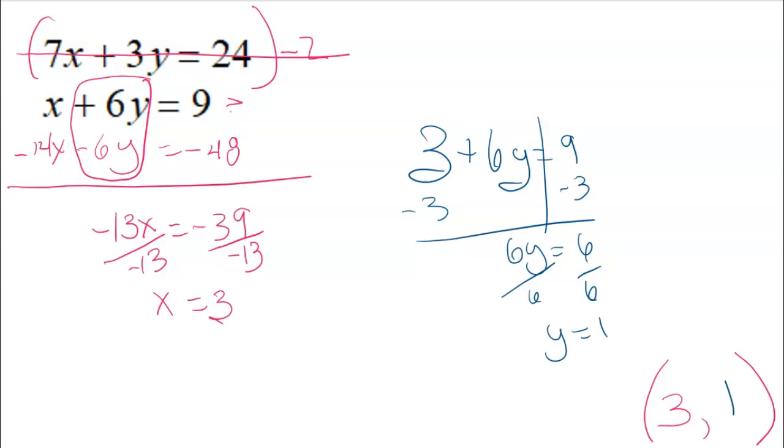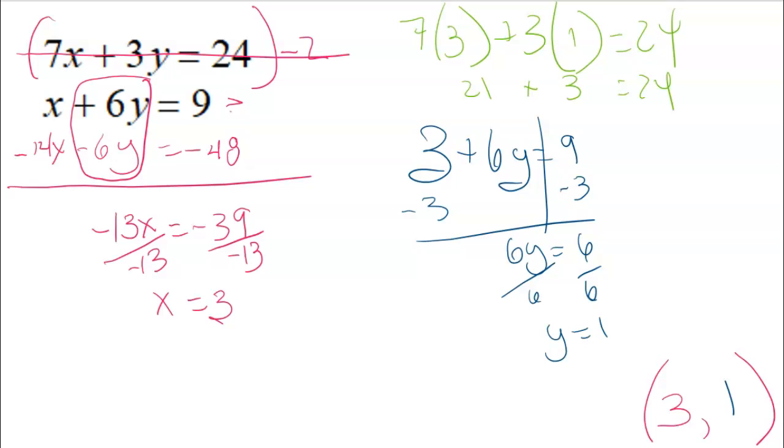We'll put it back up here just to check our answer. So we've got 7 times 3 plus 3 times 1 equals 24. 7 times 3 is 21. 3 times 1 is 3. Is 21 plus 3 equal to 24?